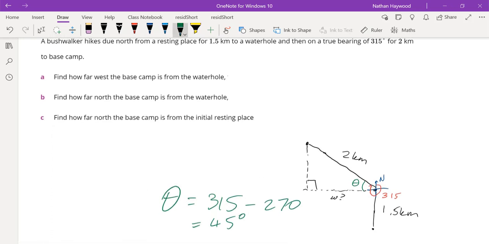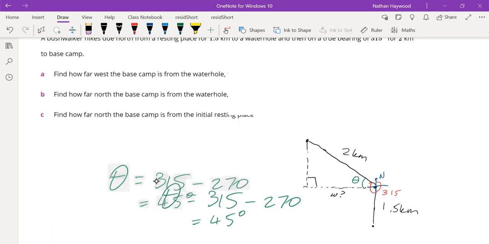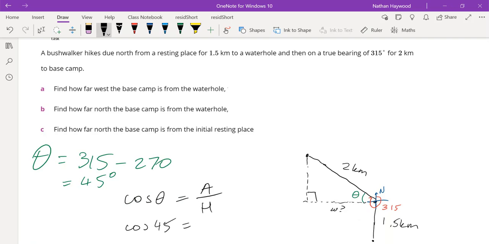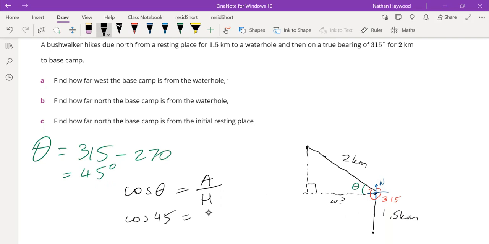Second step, we're going to use SOHCAHTOA because we have an angle and we have a side, the hypotenuse, and we want to know what's that. Is it opposite or is it adjacent? Very good. So we're going to use CAH or cos theta adjacent over hypotenuse. We know the angle, so sub that in. So rule, substitute. The adjacent we're calling W, hypotenuse is 2.